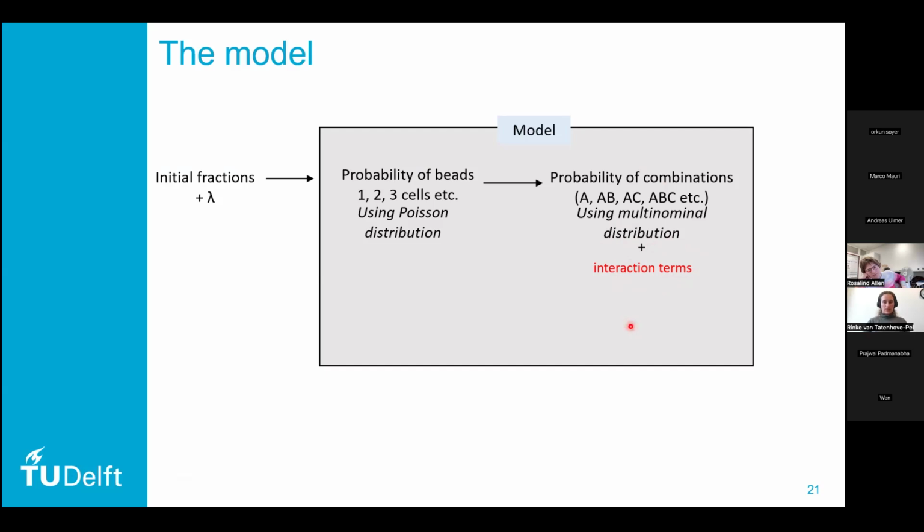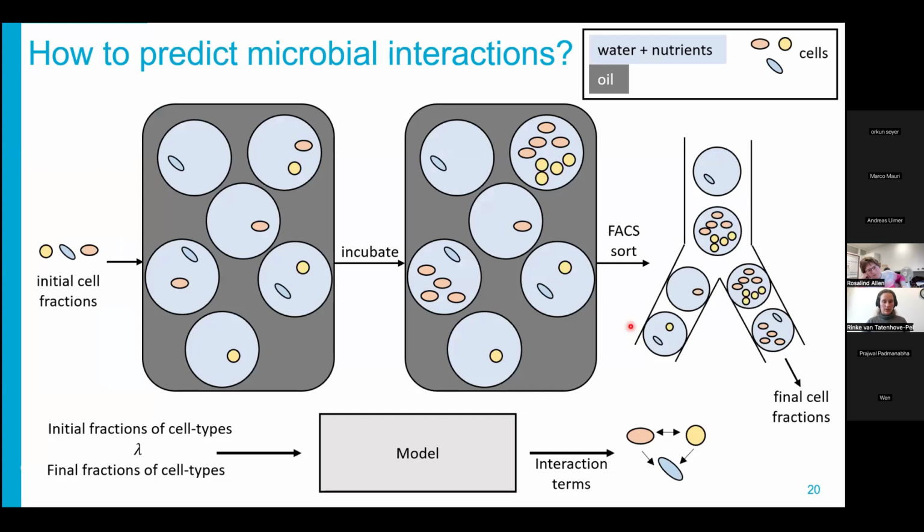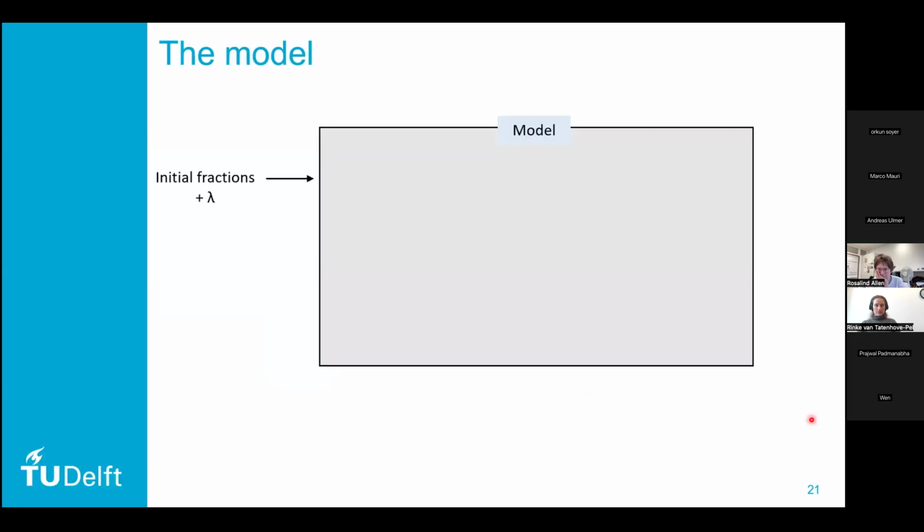So maybe I can go back here just to make it clear. We have our initial fractions, the ratios here. Then we know the number of droplets that have 1 cell, the number of droplets that have 2 cells, 3, 4. We have then certain interaction terms that describe how the cells are going to interact and whether they are going to grow. And then we select for the growing ones and determine the final cell fractions.